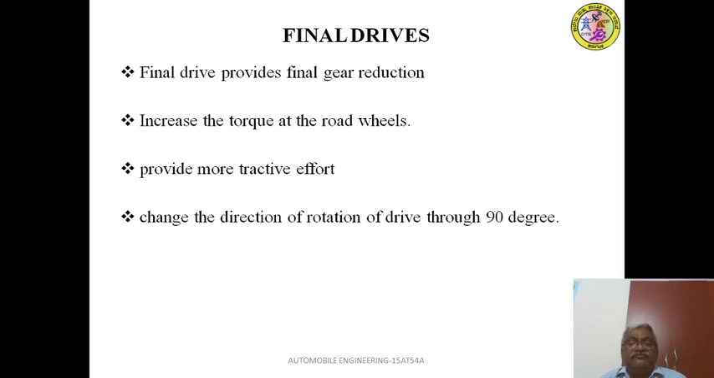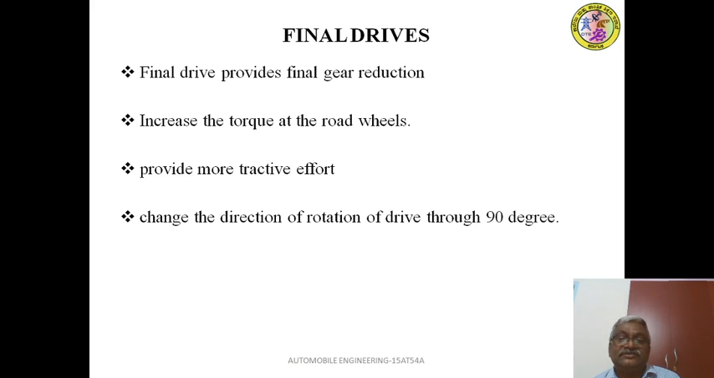In some heavy commercial trucks, we are using two live axles at the rear. In those cases, we are using worm and wheel as the set of gears for the final drive.